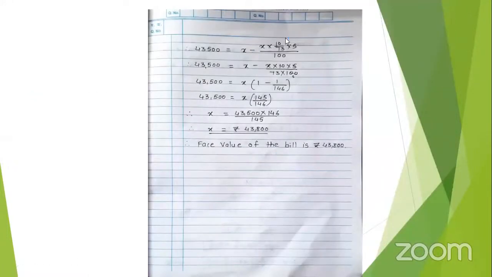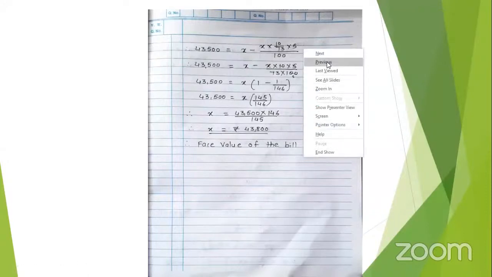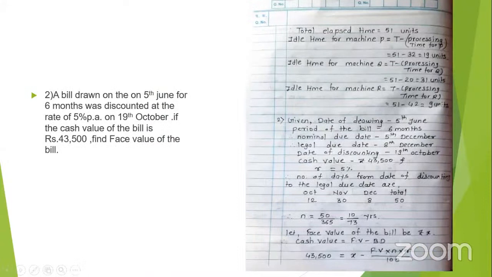Okay, and just use the substitution here and calculate. We'll get the value of X as 43,800 rupees. So the face value of the bill is rupees 43,800. Okay, now see, I just want to show you the presentation here.